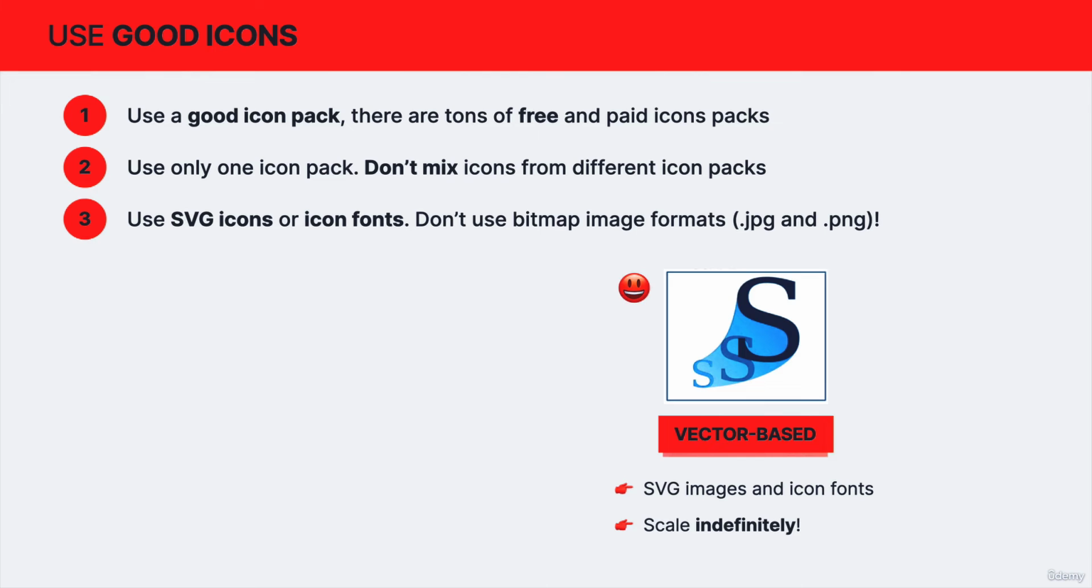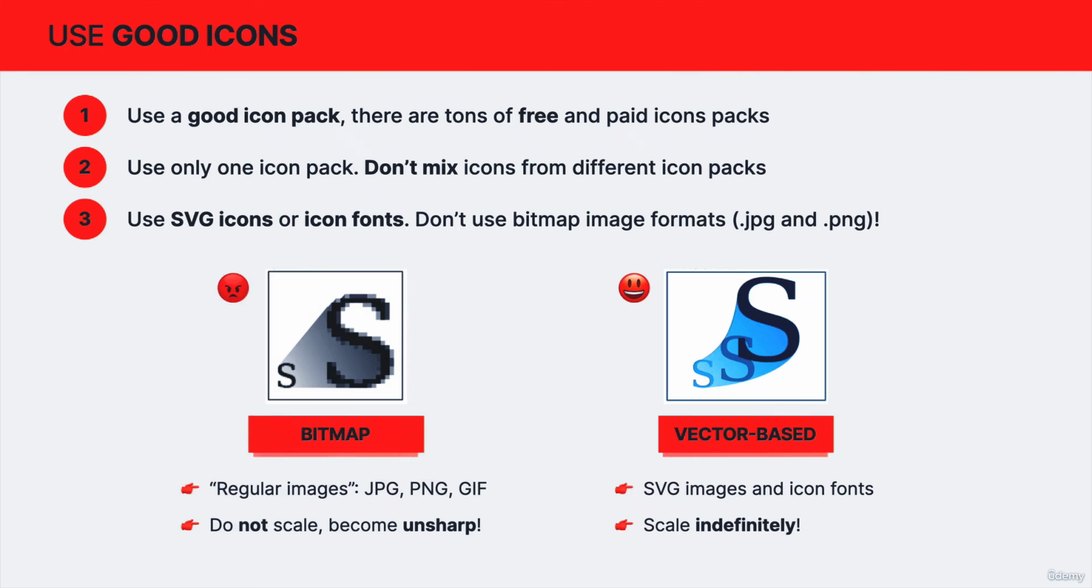So they will not get unsharp no matter how big we make the icons. On the other hand, we have more regular images like JPEGs or PNGs. And so we should never use these formats for icons because we cannot scale them. So they become unsharp as we make them bigger. And this is mainly a problem on high definition screens where there is a scale factor of 2x. So just like we talked about in the previous lecture on images.